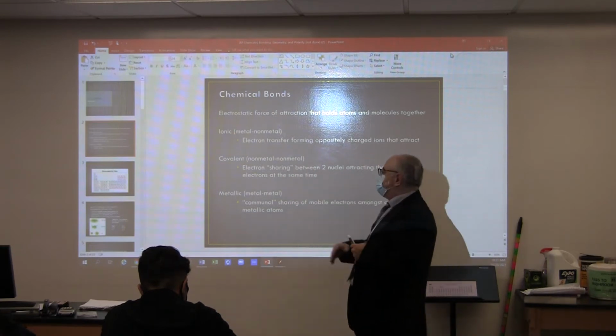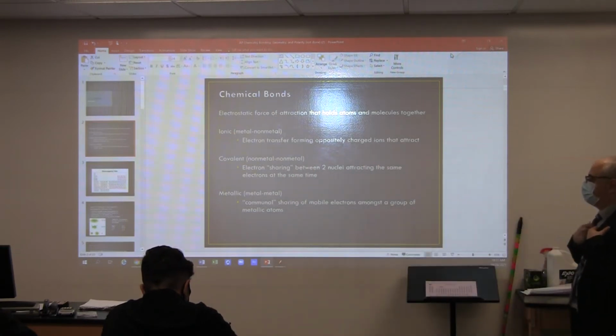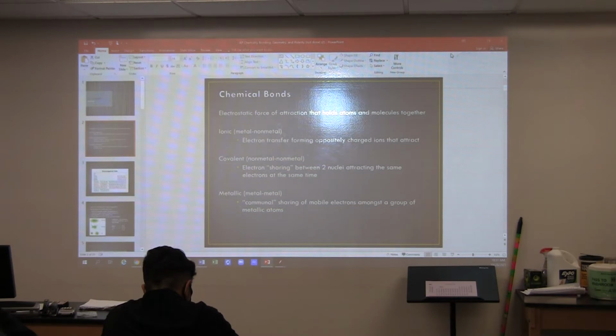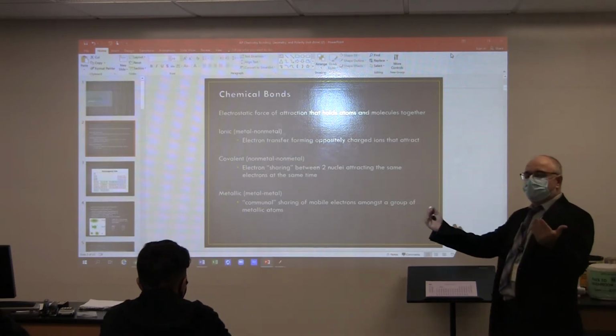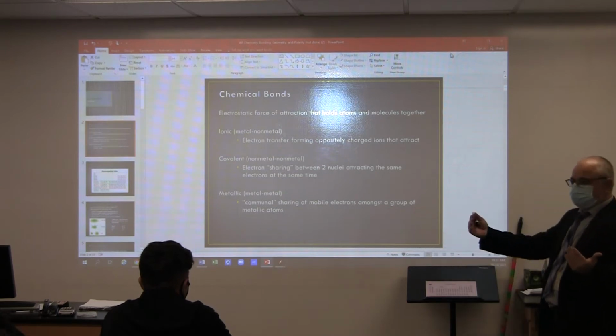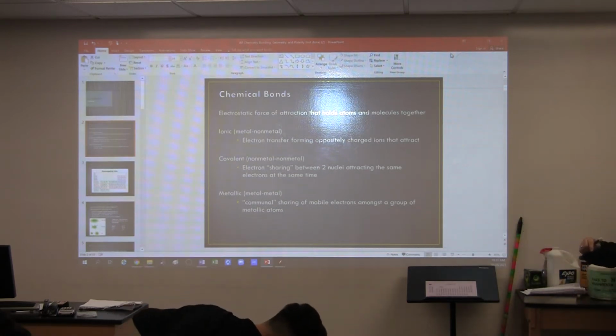And I'm going to put the word sharing in quotes, because sharing is a human trait, and we don't want to use that kind of word when we're talking about physical systems, although it gives us an image to hang on to. But when I say electron sharing, what I mean is multiple nuclei, multiple atoms, can attract the same electrons at the same time.